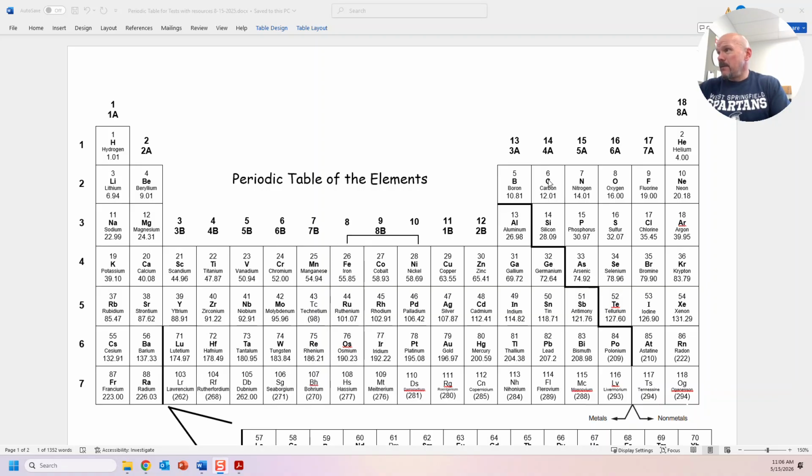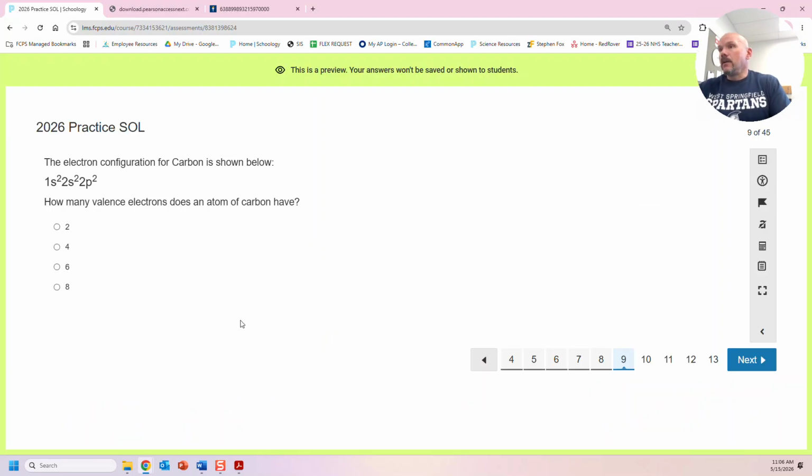So they asked about carbon. Carbon's in group 4A, so it has 4 valence electrons, period. That's it. Don't get distracted by electron configuration, because that's when you can get confused. A lot of students are going to see 2 here and think the answer is 2. Remember, valence electrons are highest overall energy level, not sublevel. S and P are sublevels. Its highest energy level is energy level 2.